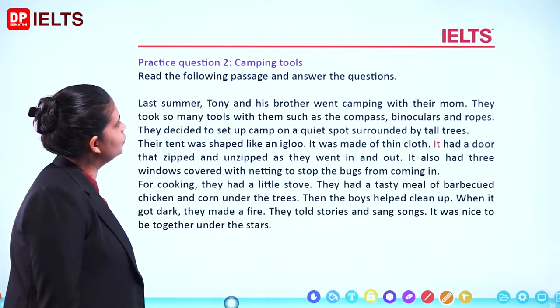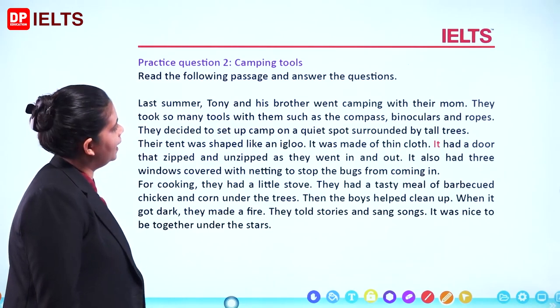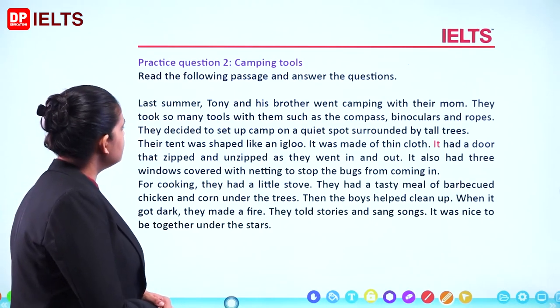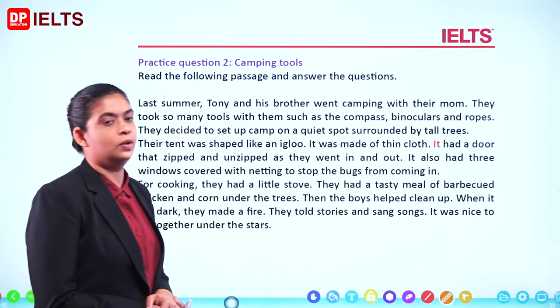Practice question 2, camping tools. Read the following passage and answer the questions. Last summer, Tony and his brother went camping with their mum.